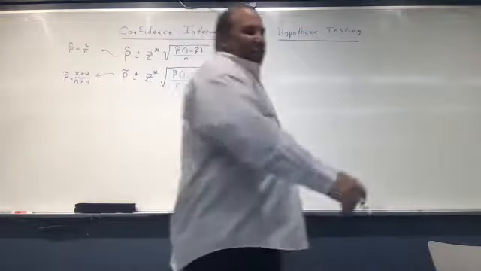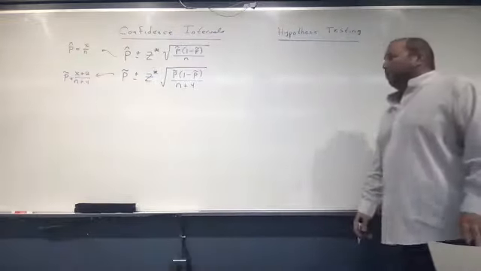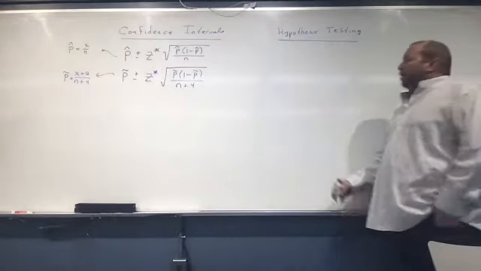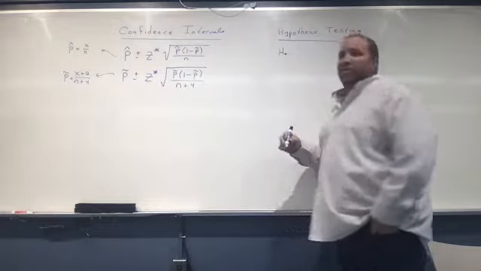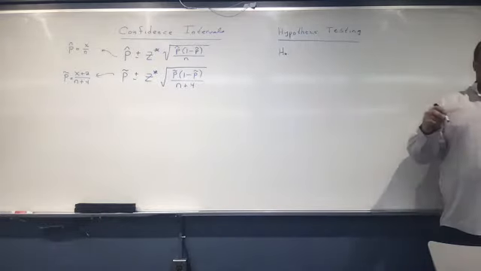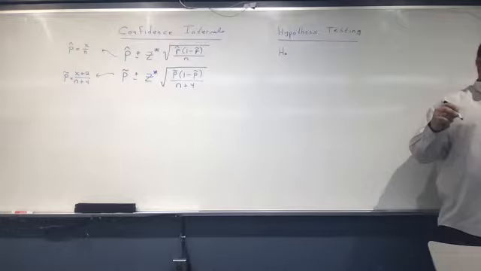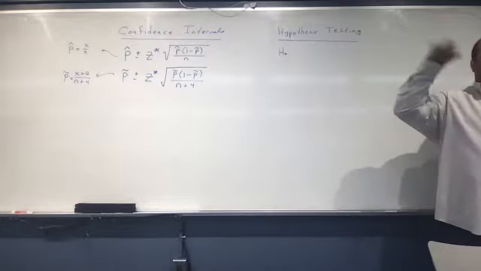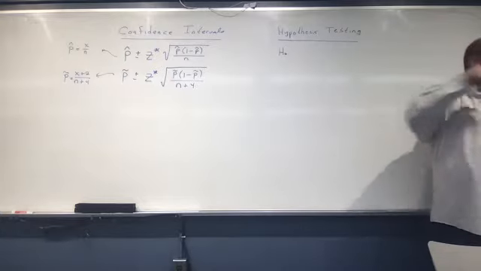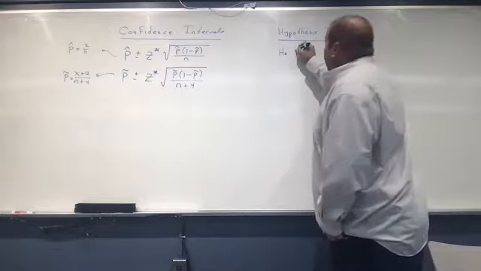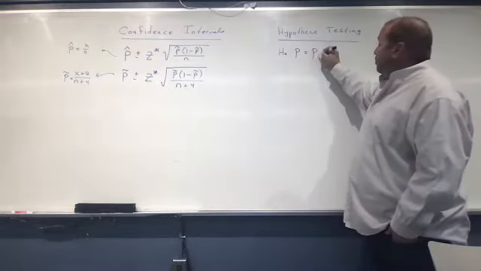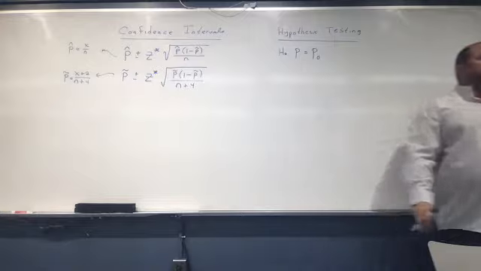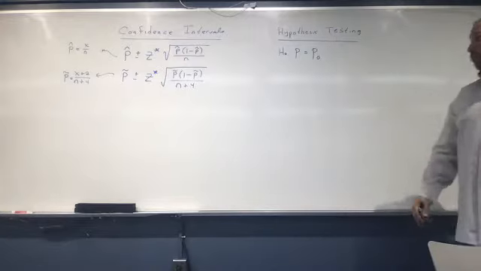So hypothesis test now for proportions. We had a null hypothesis for a single proportion. What was our null hypothesis for the single proportion? The null is that the true value of P is equal to some specific given value of P.